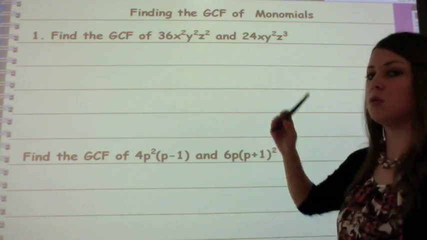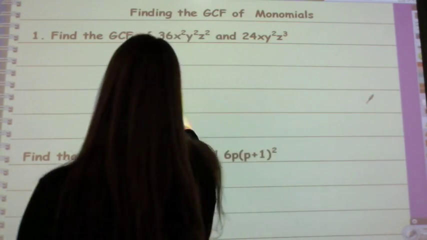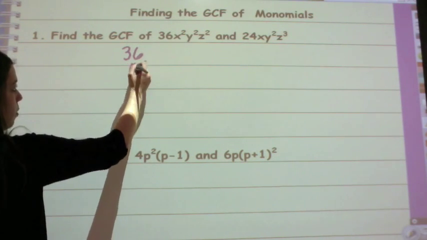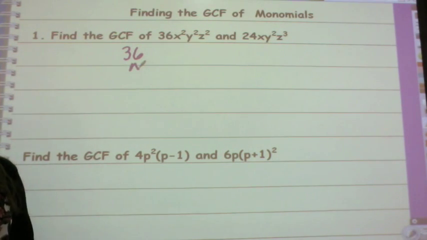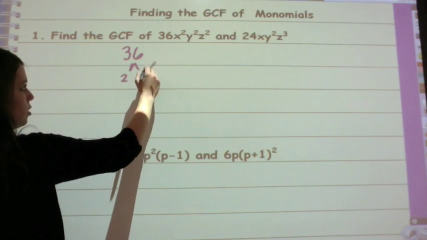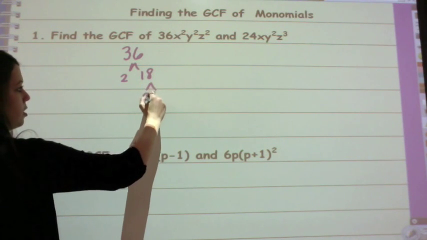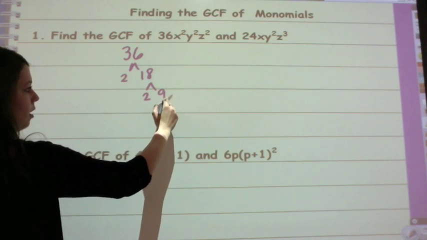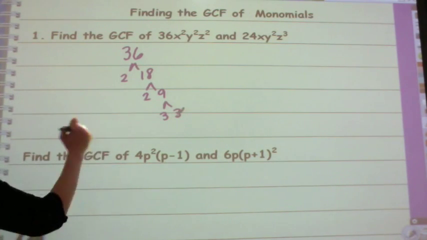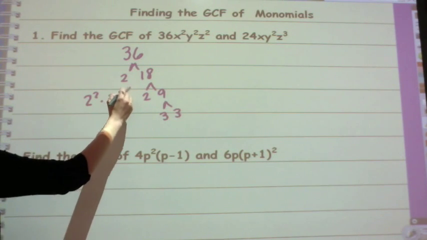coefficients, 36 and 24. The easiest way to find the greatest common factor of coefficients is to use what's known as the factor tree. So let's start with 36. What are the factors of 36? Well, there's several of them. The ones that I see are 2 and 18. And then 18 is 2 times 9. And then 9 is 3 times 3. So our prime factorization of 36 is 2 squared times 3 squared.